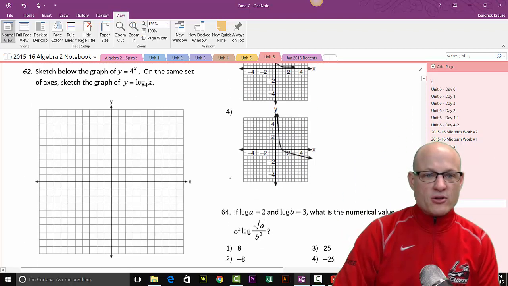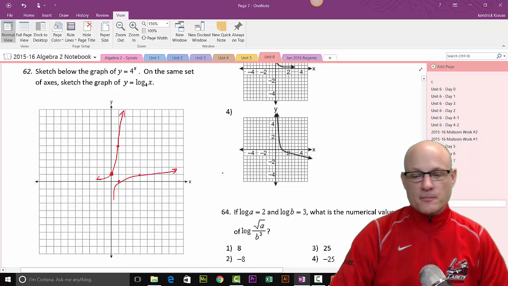All right, so graph 4 to the x. It's an exponential. It's going to go through 0, 1. And when x is 1, you get 4. When x is 2, you get 16. When x is negative 1, you get 1/4. So it's going to be this. And it goes through this point. And it goes through 4, 1. And it looks like this. There's the inverse.